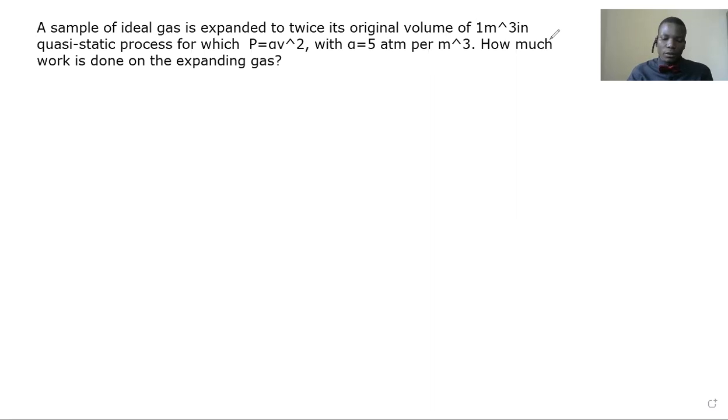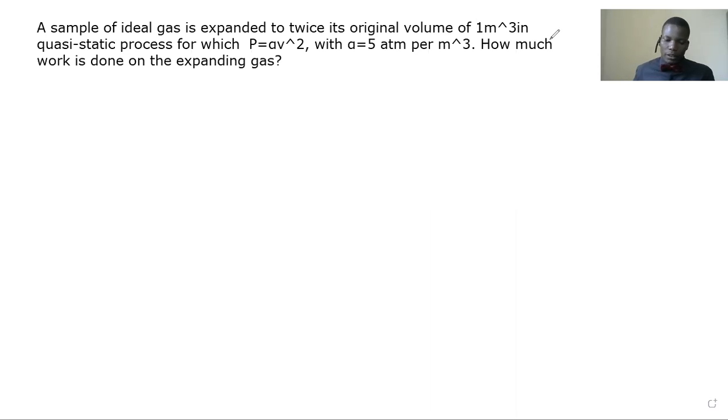And in this video, we are going to solve a question from thermodynamics. A sample of ideal gas is expanded to twice its original volume of 1 cubic meter in a quasi-static process for which the pressure is P = alpha V squared, with alpha being equal to 5 atmospheres per cubic meter. How much work is done on the expanding gas?